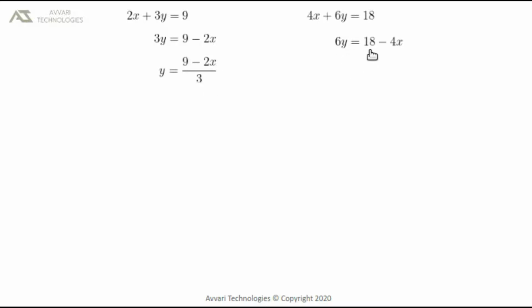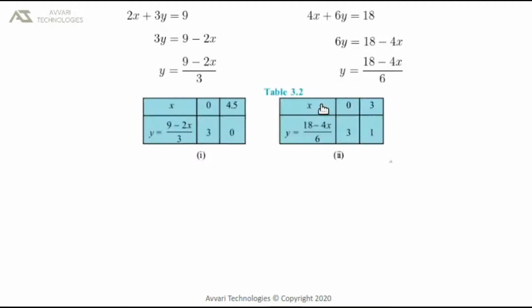6y is equal to 18 minus 4x. We just subtracted 4x on both sides. y is equal to (18 minus 4x) divided by 6. We divided by 6 on both sides of the equation. We will plot several values for x and y. At x is equal to 0 for equation 1, the value of y is 3, and at x is equal to 4.5, the value of y is 0.